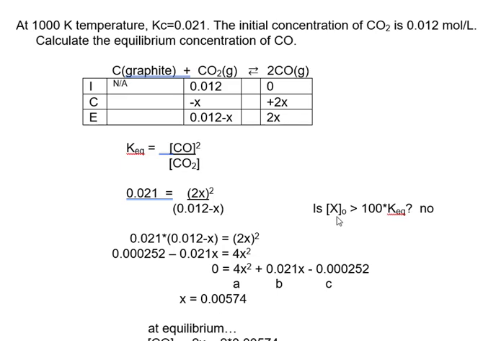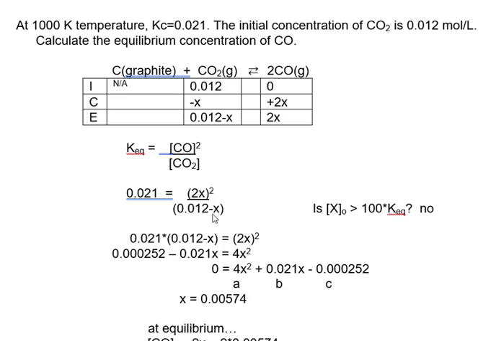The question is, is the initial concentration of, in this case, the reactant, greater than 100 times the equilibrium constant? And it is not. So because of that, we cannot ignore x. So the loss of the CO2 is going to be significant enough that if we were to ignore it, it would cause an error in our solution. So we need to keep that minus x in the denominator.